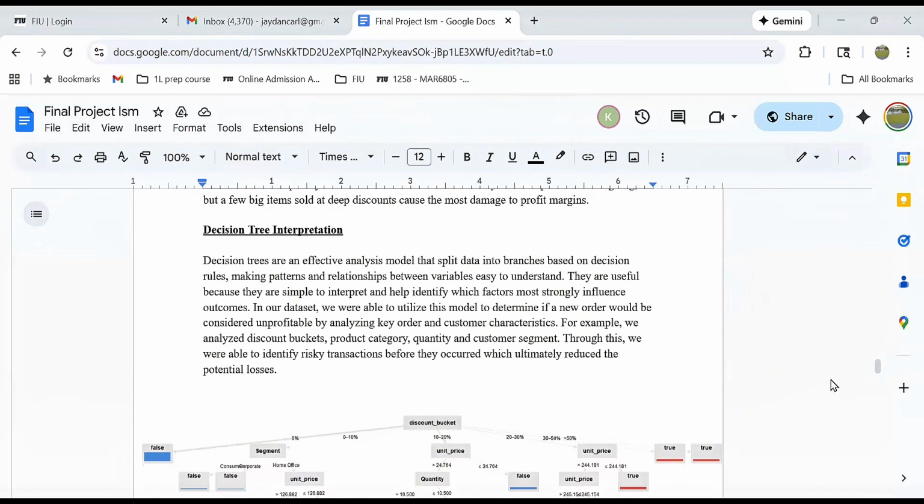Good evening. My name is Jaden Campbell, and I'll be going over the interpretation for the decision tree method. So, of course, today I'll be discussing how we use the decision tree model to predict unprofitable orders and what insights we gain from it.